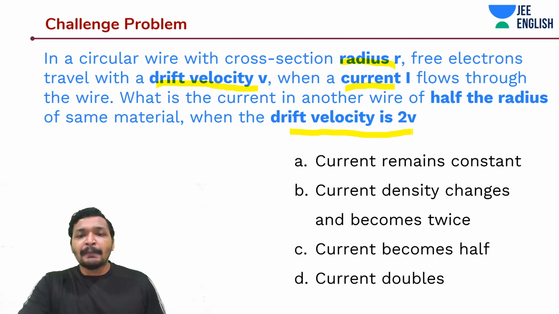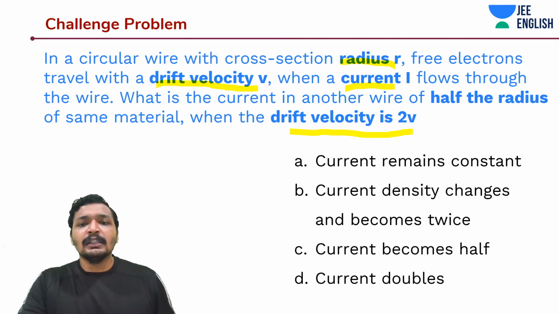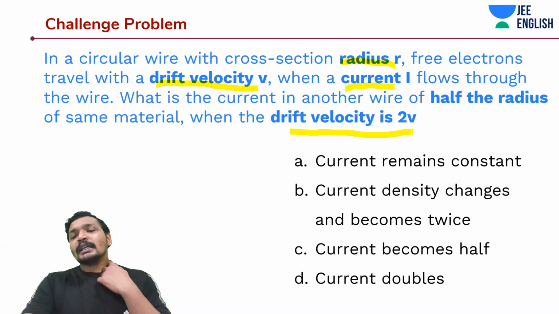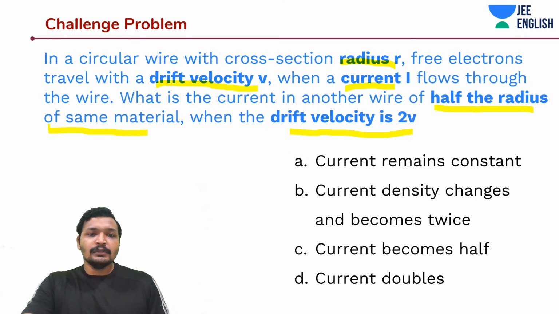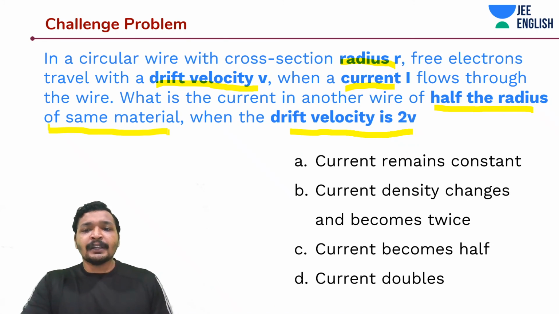Okay, I am doubling the drift velocity. What is happening to the current? I am halving the radius of the wire, the radius of the material.